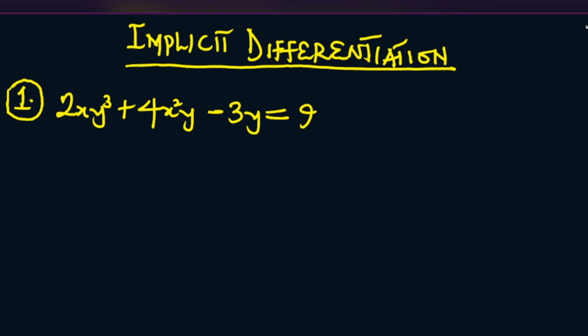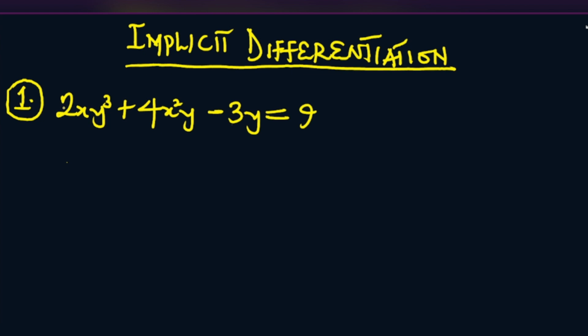Hi, in this video, I'm going to be solving a question on implicit differentiation. What we have here is 2xy cubed plus 4x squared y minus 3y equal to 9. And remember, in implicit differentiation, you will be differentiating both sides of the equation. This here is the left-hand side, and this here is the right-hand side. So how do we differentiate this?